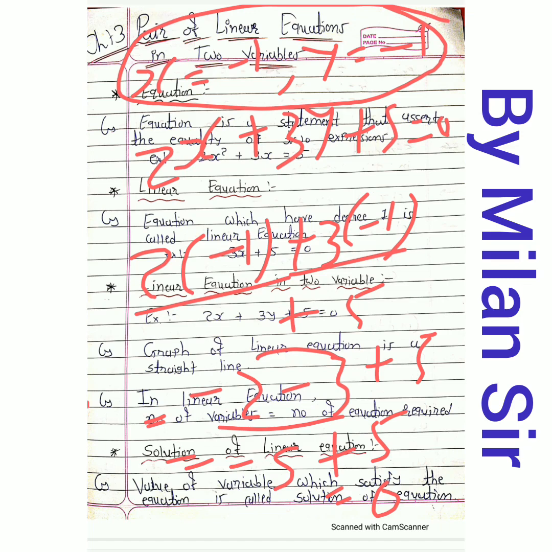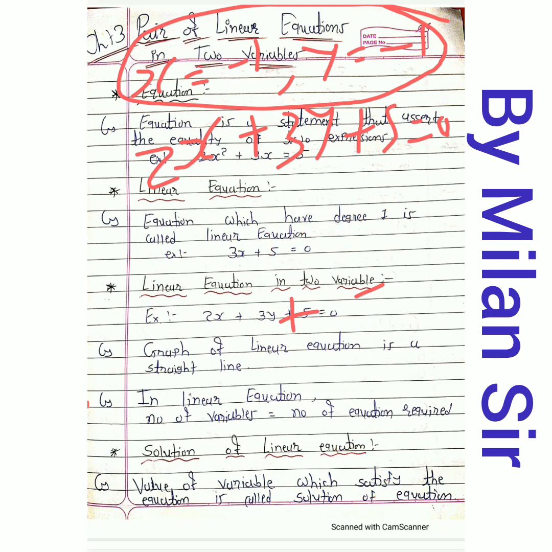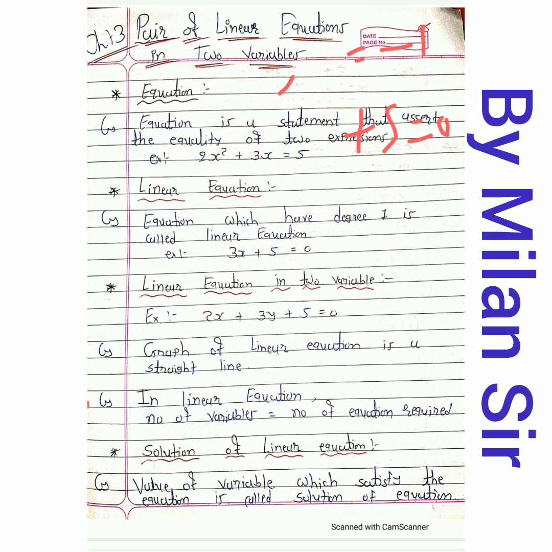Okay, so x equals minus 1, y equals minus 1 is the solution of this linear equation. One more thing: for the solution of an equation, that means we need to find the value of the variables. For finding the solution, the number of variables is equal to the number of equations required. In a linear equation, the number of variables is equal to the number of equations required to solve it.